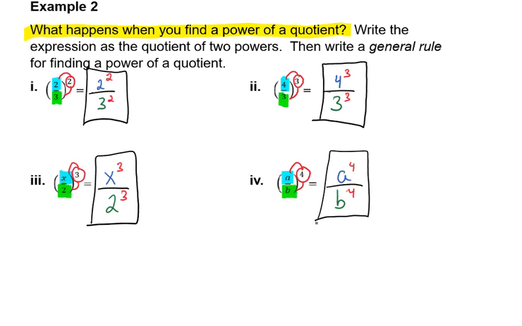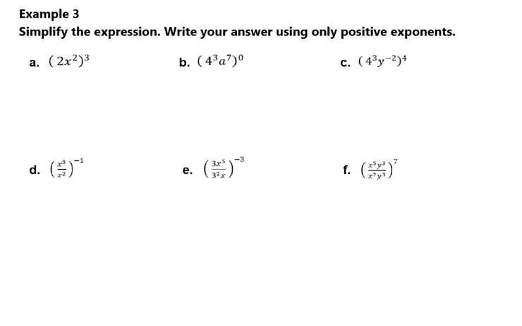Let's practice putting into place all of our properties of exponents, where we will simplify the expressions and write our answers using only positive exponents. So here for letter A, we have 2x squared, all raised to the third power. So the 2 represents a base, and the x represents a base. So we're going to take our 3 and distribute it, and that's going to give us a 2 to the third power times an x squared also to the third power.